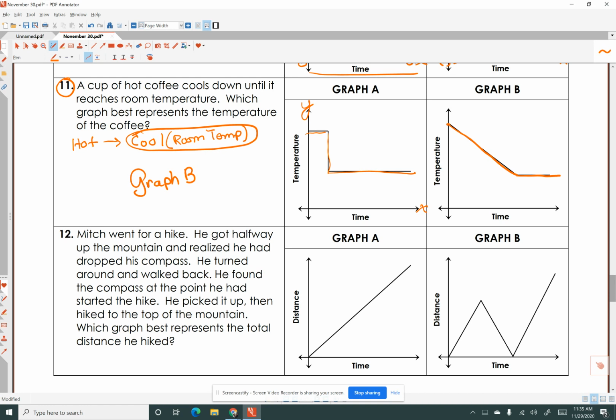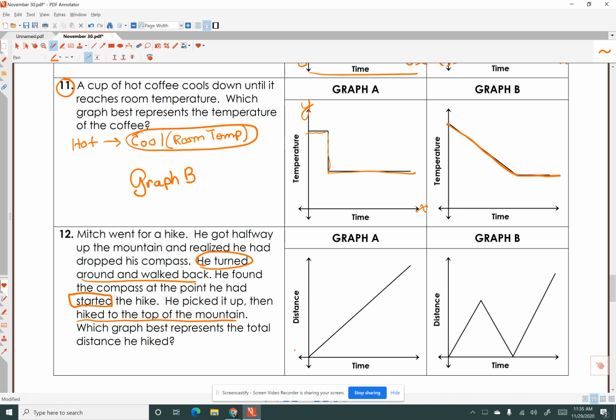And then on number 12, it says Mitch went for a hike. He got halfway up the mountain and he realized he dropped his compass. So he turned around and walked back. He found the compass at the point where he started. Okay? So we're going to assume he starts at 0. He picks up the compass and he went back up to the top of the mountain. Which graph best represents the total distance he hiked?